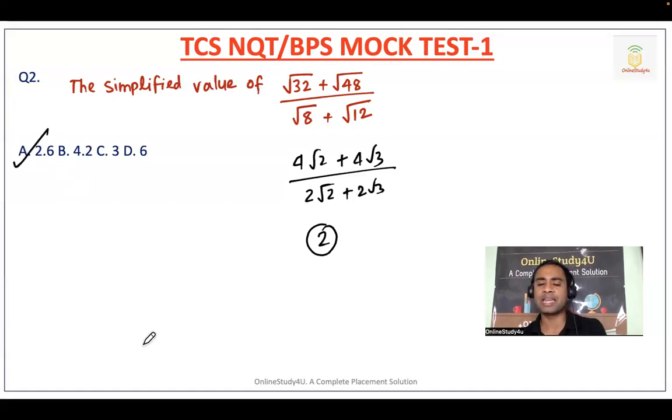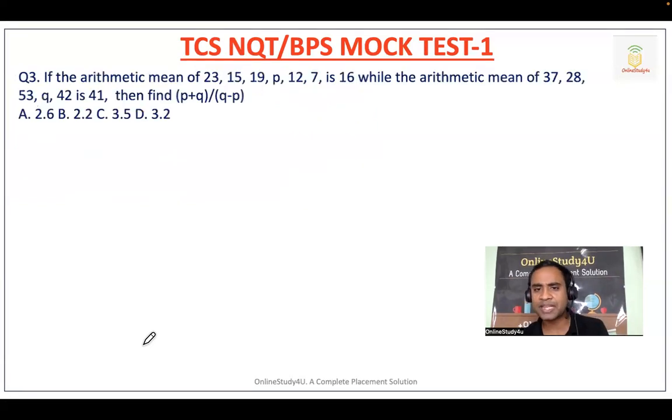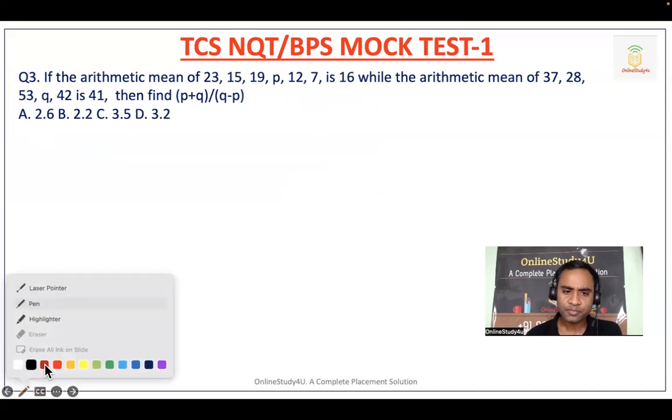But if I tell you like this, then you will ask, sir, how did 4 come? How can we write like this? A lot of questions will be there in the comment section. Okay. Now, question number 3.